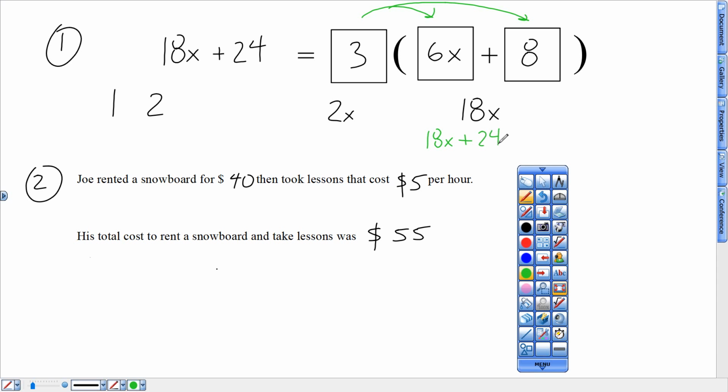So you can see those other choices did not work. Leave those alone. Only that 3, 6x, and 8. Second word is black. Black.